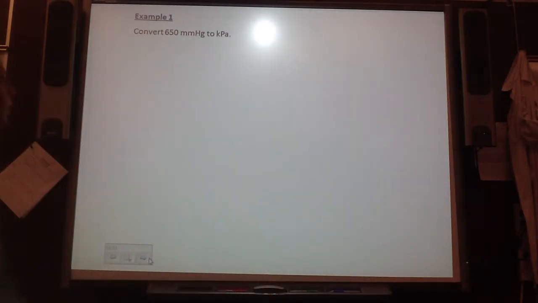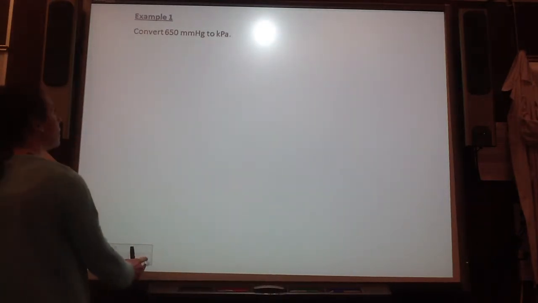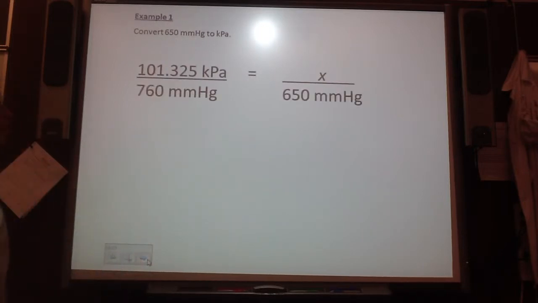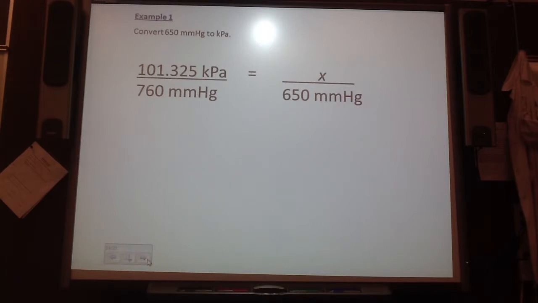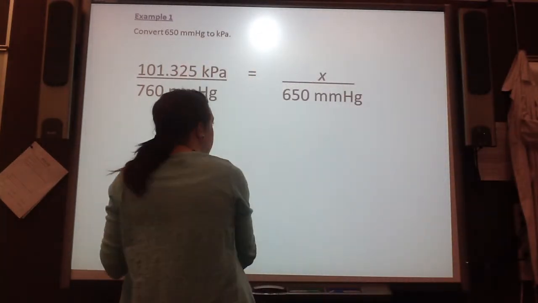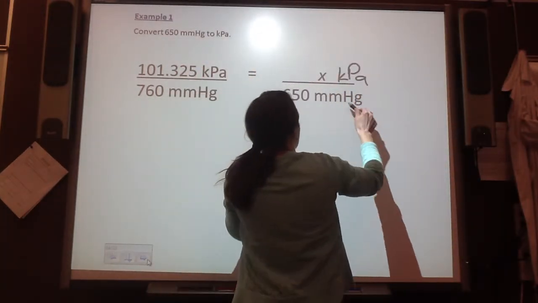So, example 1. Convert 650 millimeters of mercury to kPa. This is how I like to set it up. I say there's 101.325 kPa for every 760 millimeters of mercury. That is equal to X amounts of kPa over 650 millimeters of mercury. If you do it this way, it's very important that your fractions have the same units, so that it's kPa over millimeters of mercury, and this is kPa over millimeters of mercury.